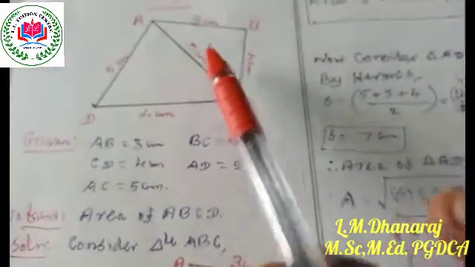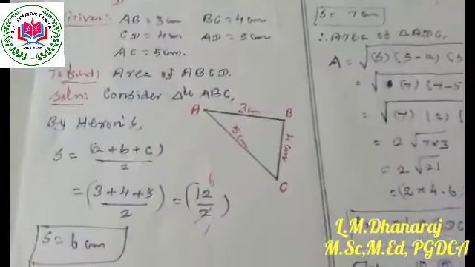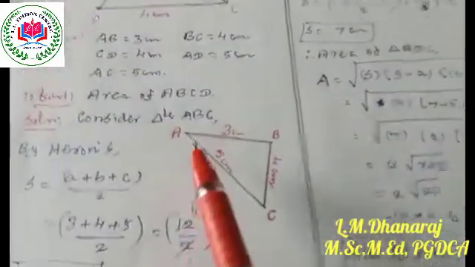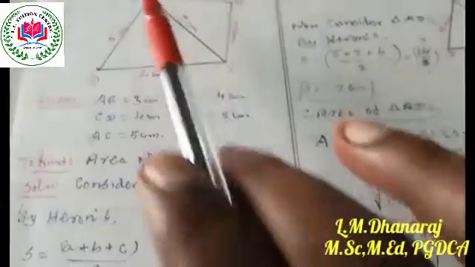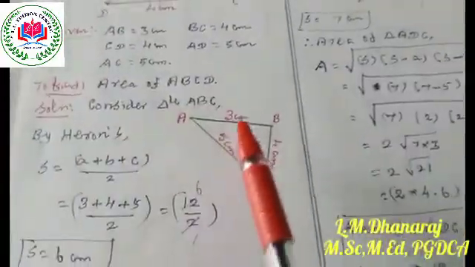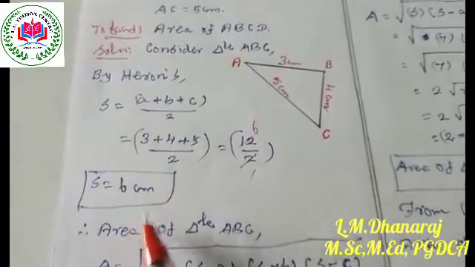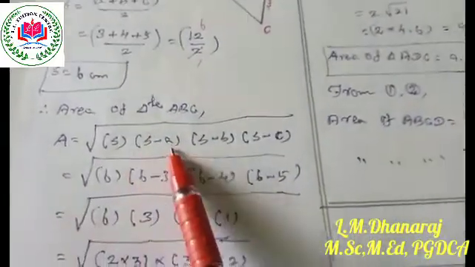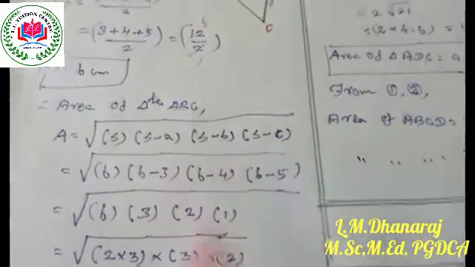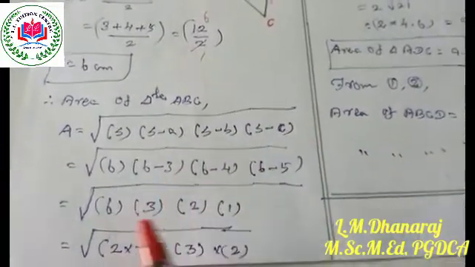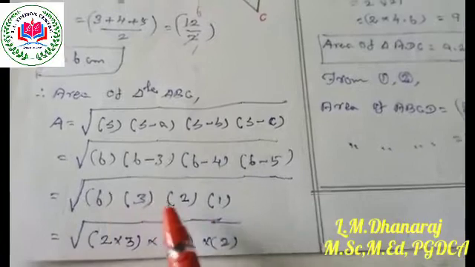From the diagram itself, we know two triangles can be split. So first let us split the first triangle ABC. The measurements are 3 cm, 4 cm and 5 cm. By applying Heron's formula, S is equal to 6 cm. The area of the triangle by Heron's formula is root of S into S minus A into S minus B into S minus C. By substituting the values, we will be getting 6 into 3 into 2 into 1.